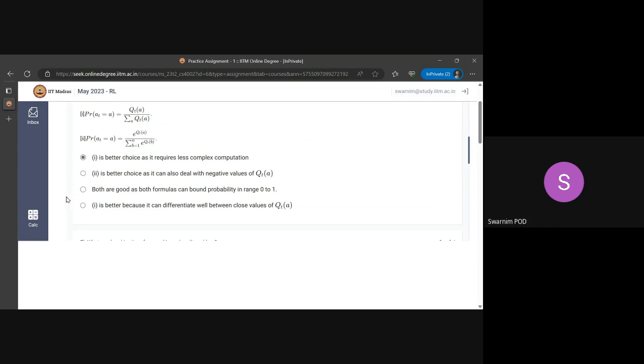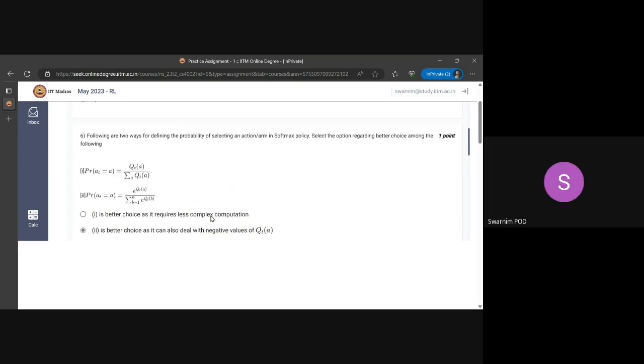So now we have 4 options. One is the better choice, as it requires less complex computation. Second option is the better choice, as it can also deal with negative values. Third is both are good, as both formulas can find probability in the range of 0 to 1. Fourth one is better, as it can differentiate well between close values of Q(a). What is the question? Could you scroll? Sure. Which one of these is the better way to choose the probability estimate?